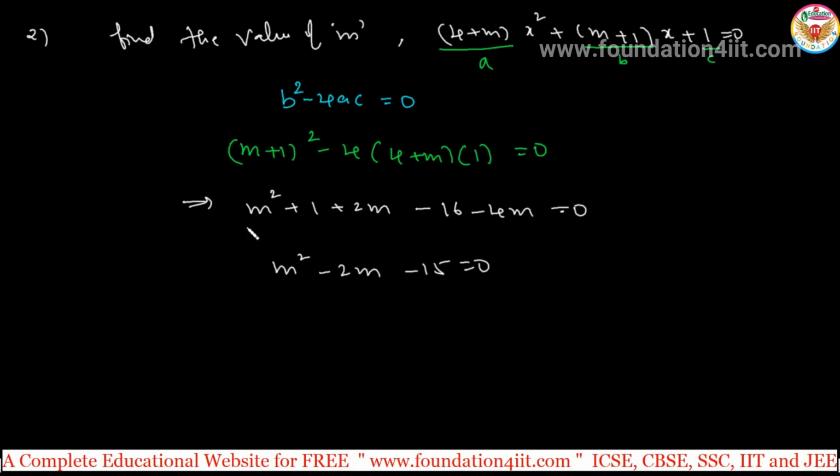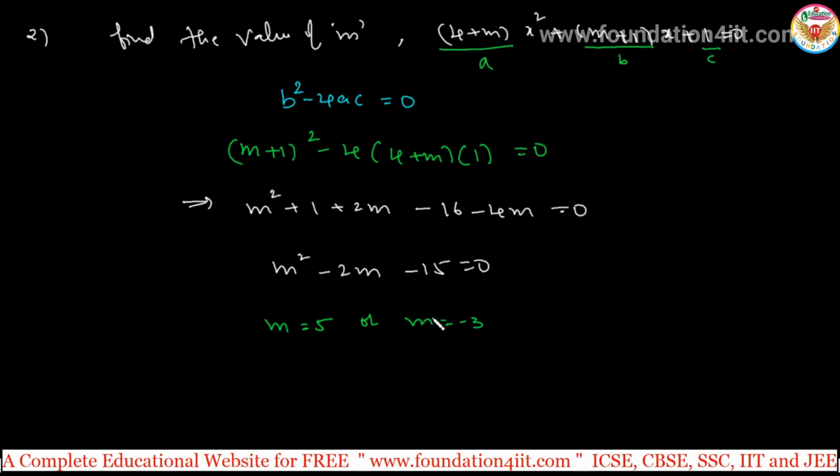Again, by solving this, we already know the solving of quadratic equations. We will see that by the factorization method, by splitting, we can find the value of m. So m is equal to 5 or m is equal to minus 3. Factorization also I will show you. By solving, you'll get the m value.